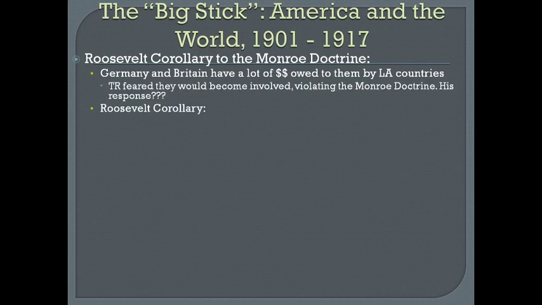So in response, he creates the Roosevelt Corollary, where he says that in future financial instances, the U.S. would intervene and pay off the debts of the Latin American countries. And in doing so, the U.S. kind of becomes this police force in Latin America, and this causes a few problems.